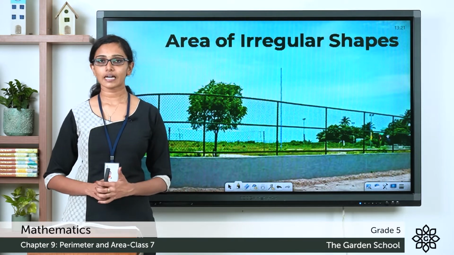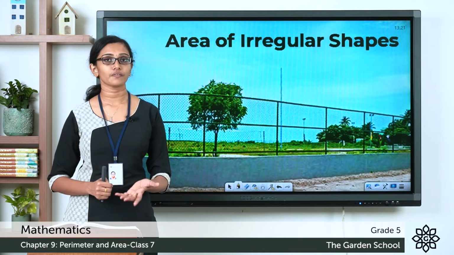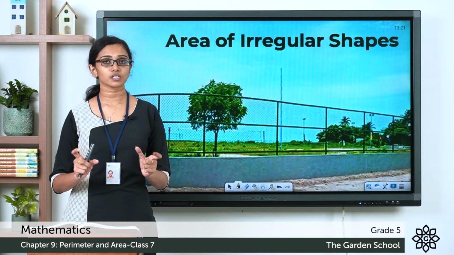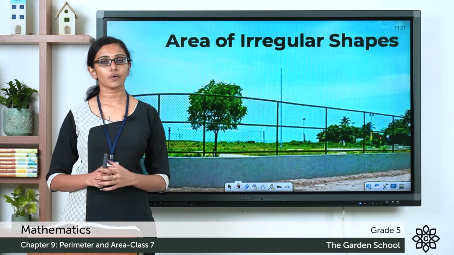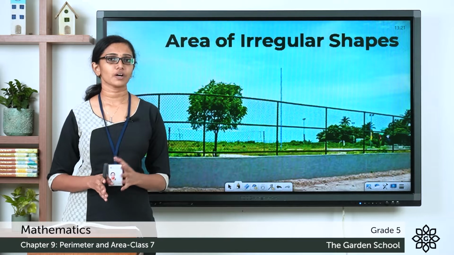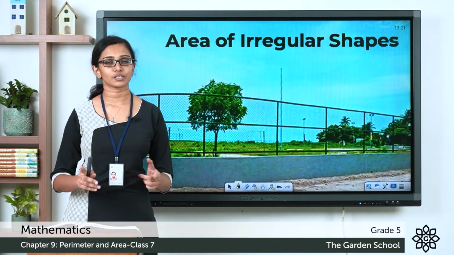So we have already learned about finding out the area of different shapes, and we have seen how we can find out the area of small figures using square grids. So today we'll see how we can find out the area of a few irregular shapes using a square grid.